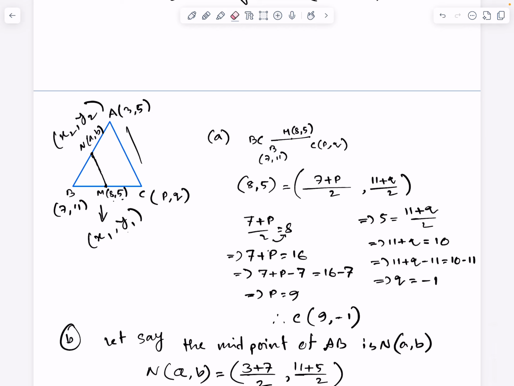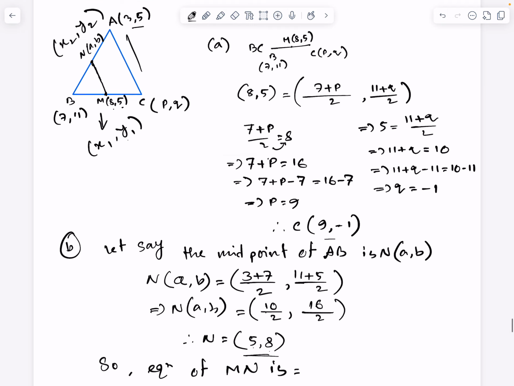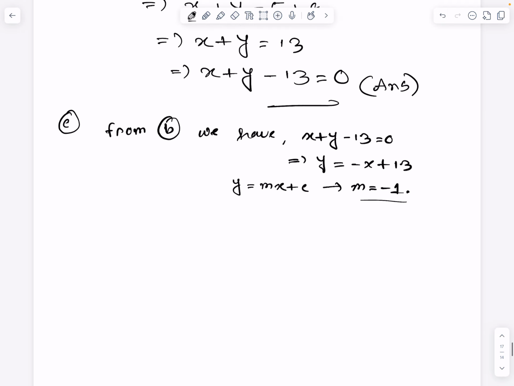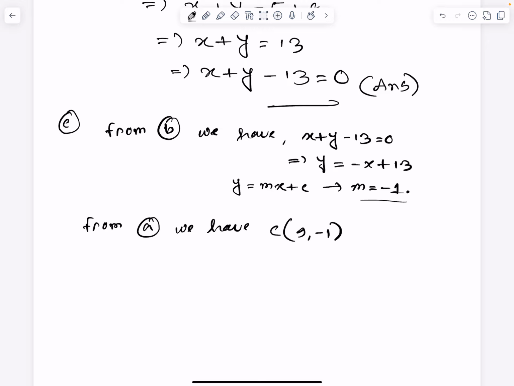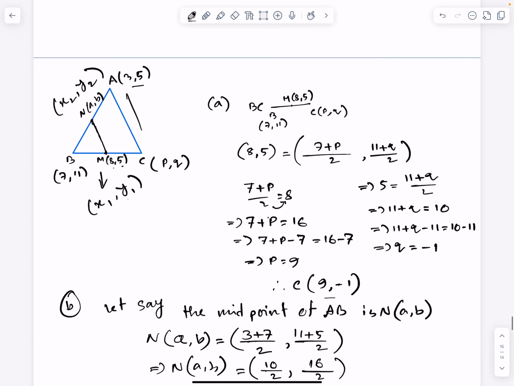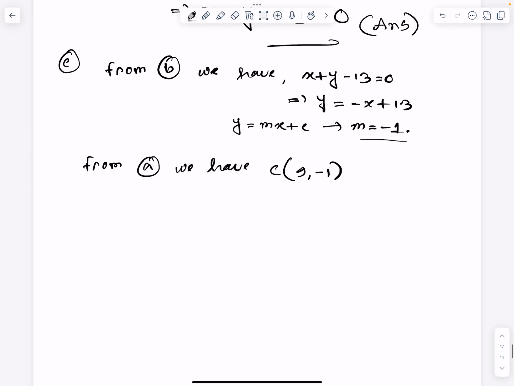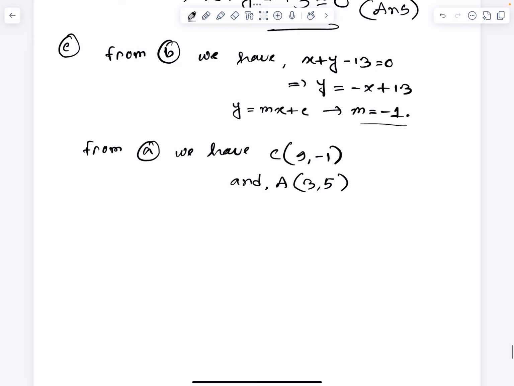So going forward, from question A, point C is (9, minus 1), and point A is (3, 5). So let's find the equation, or we can find the slope directly.